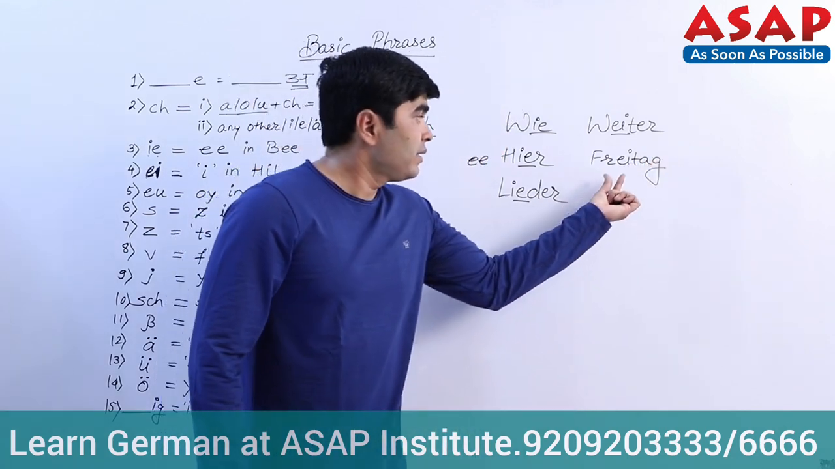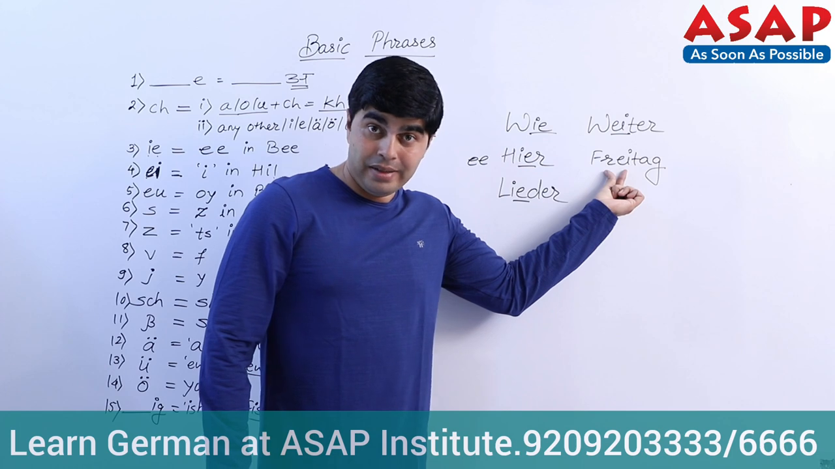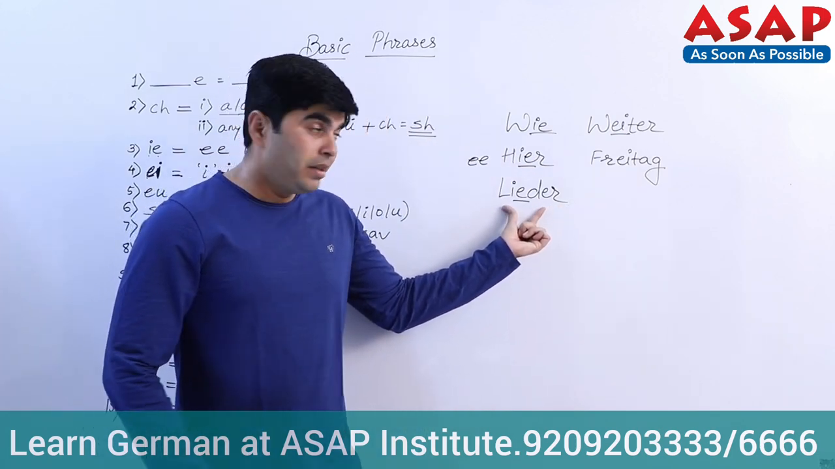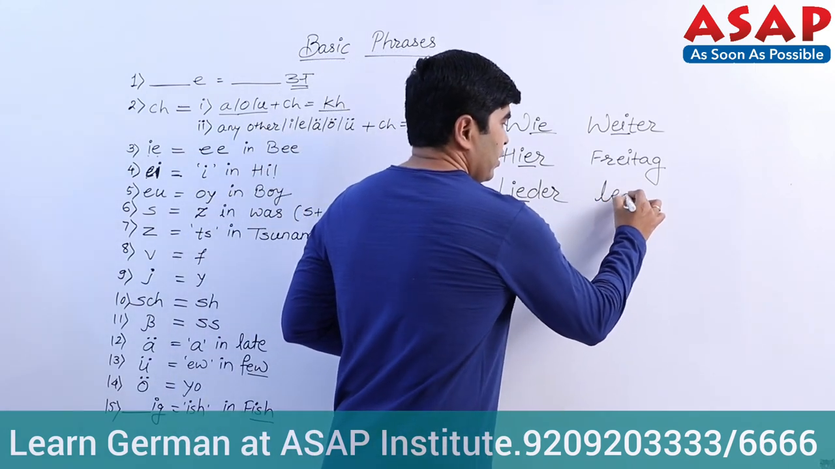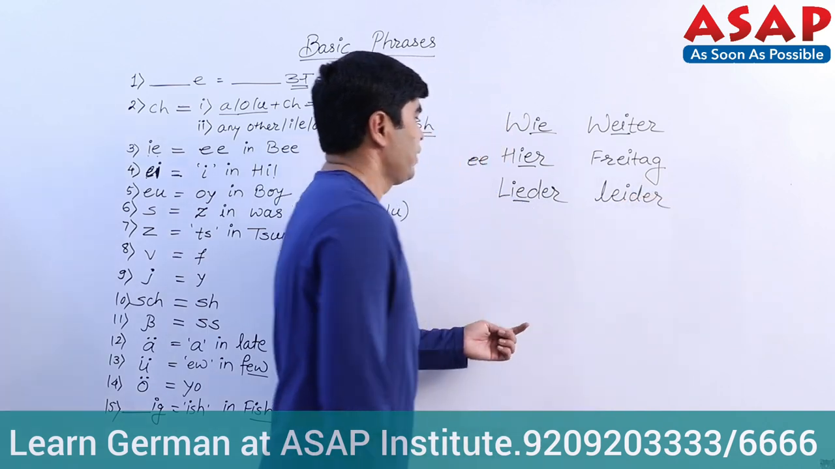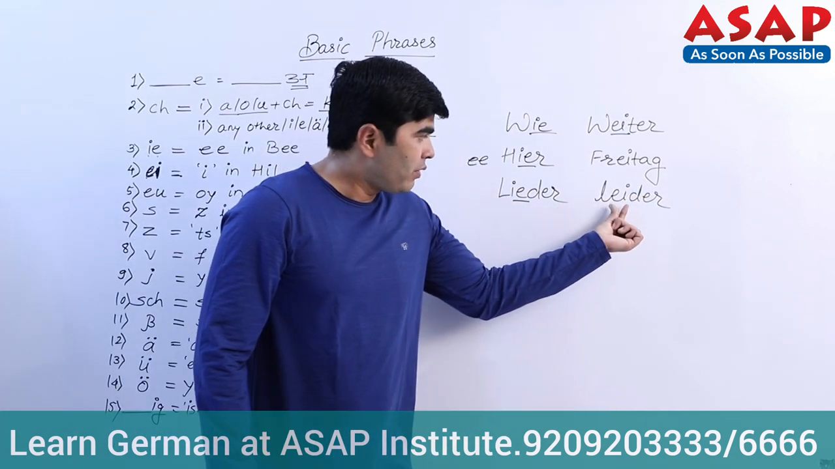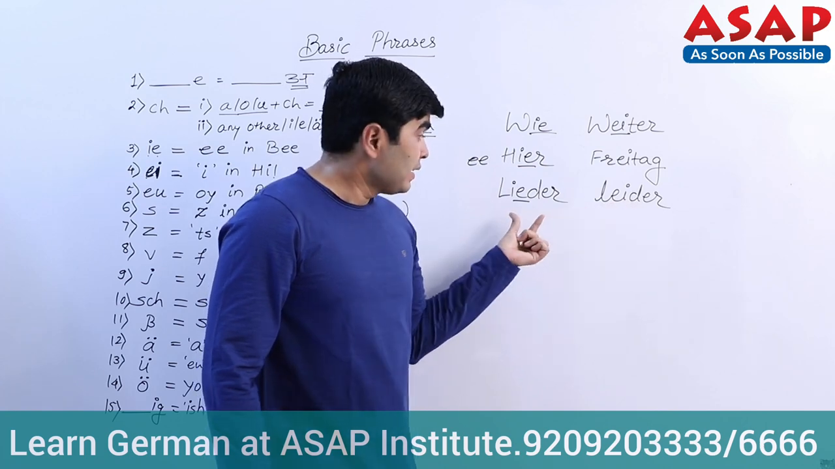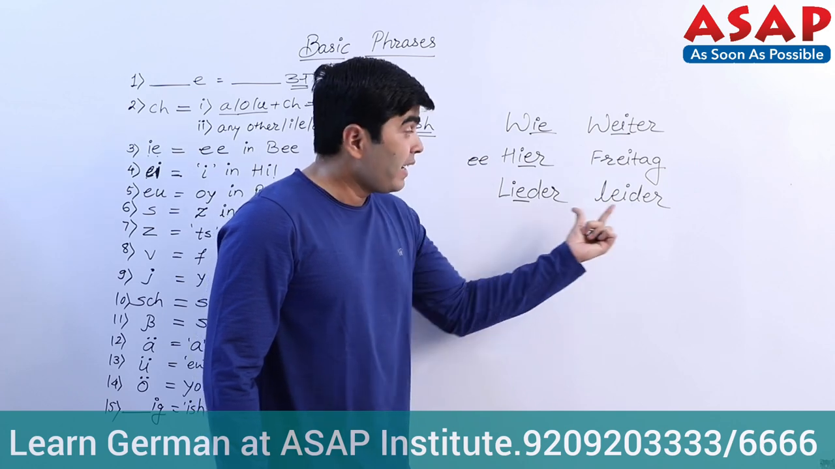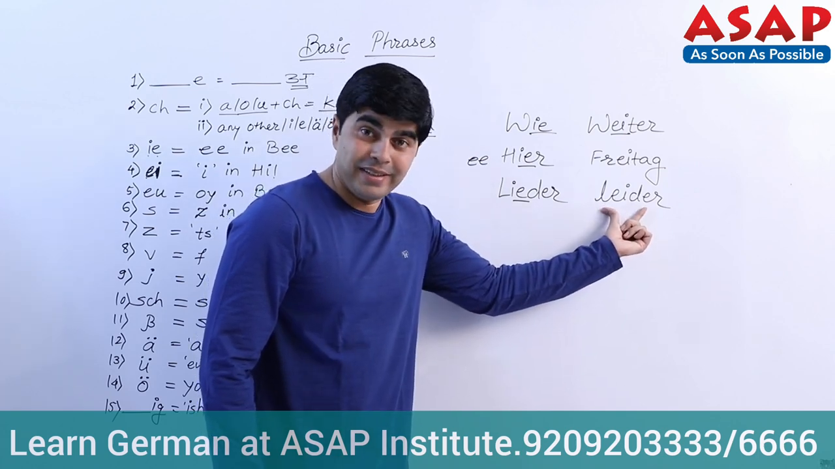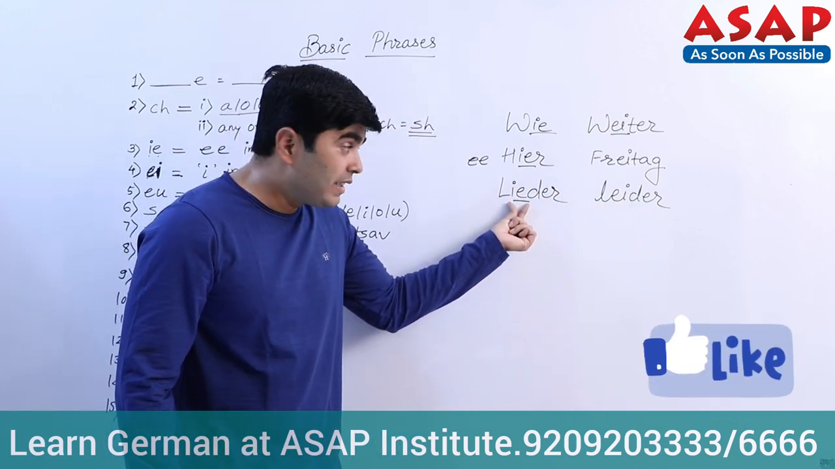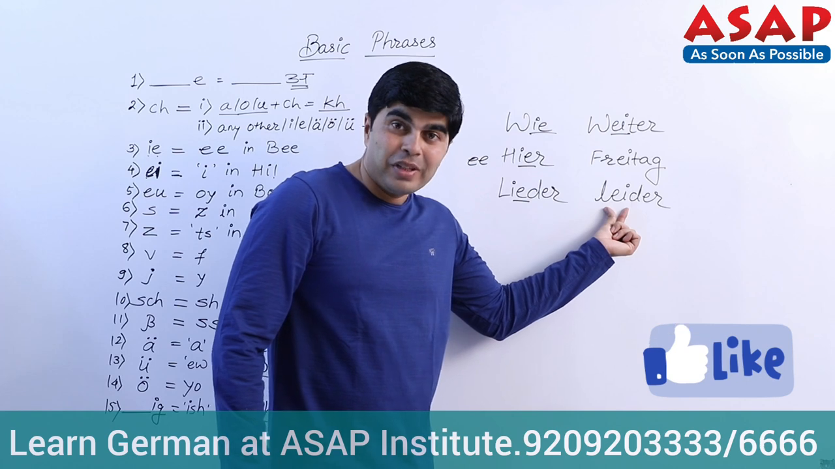F-R-E-I-T-H-E. So again, it is fry, fry tag, right? And then here leader, the same alphabets. Only these two alphabets are interchanging position, and this is lider. Leader means songs, and lider means unfortunately. So be careful how you read this combination. It is IE, leader, and it is EI, lider.